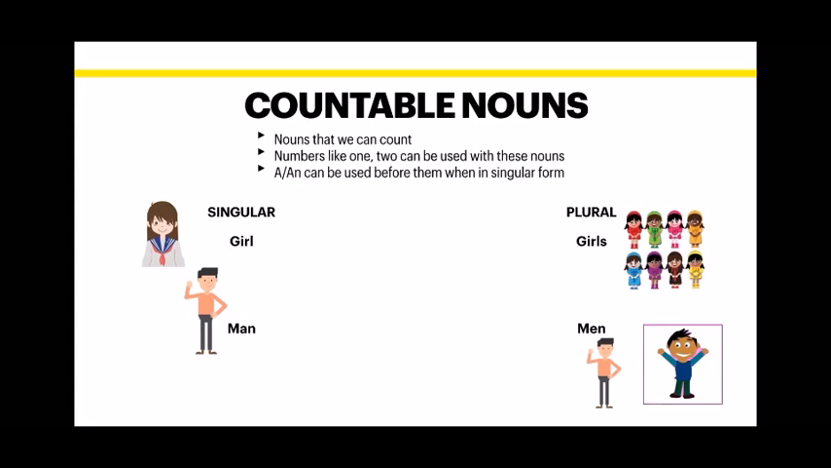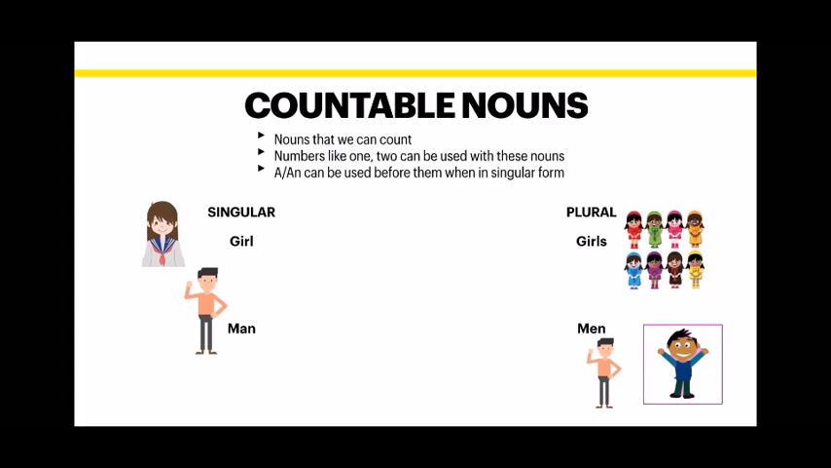Now, what is singular noun? Look at the example. We have a picture of one girl on the singular side. On the plural side, we have a picture of number of girls. Look at the second example. On the singular side, you will see a picture of one man. On the other hand, if you see in the plural side, you will see pictures of two men.